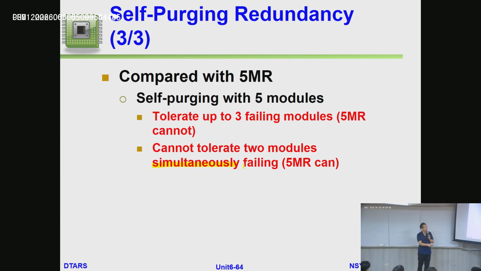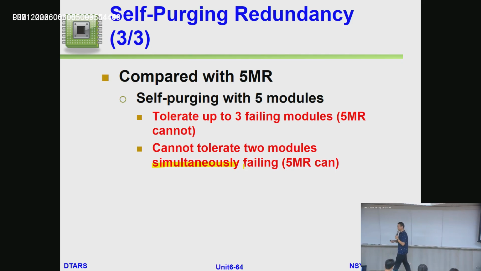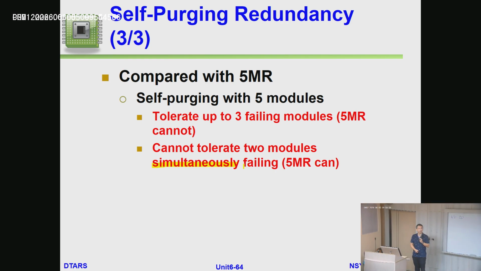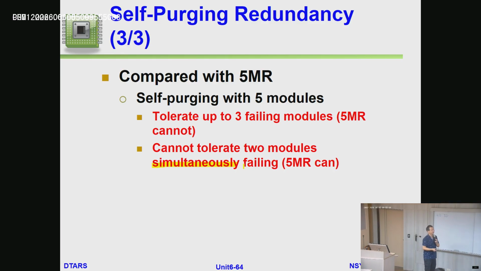You can take some notes at the same time, and try to take some notes to help you understand that. But 5MR can tolerate it, because it is a majority voter. As long as the other three good modules generate the correct result, they are still the majority. Okay, so this is for this one.